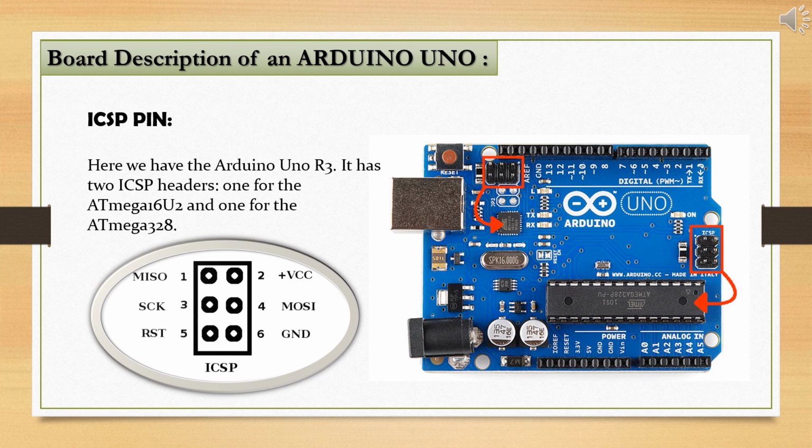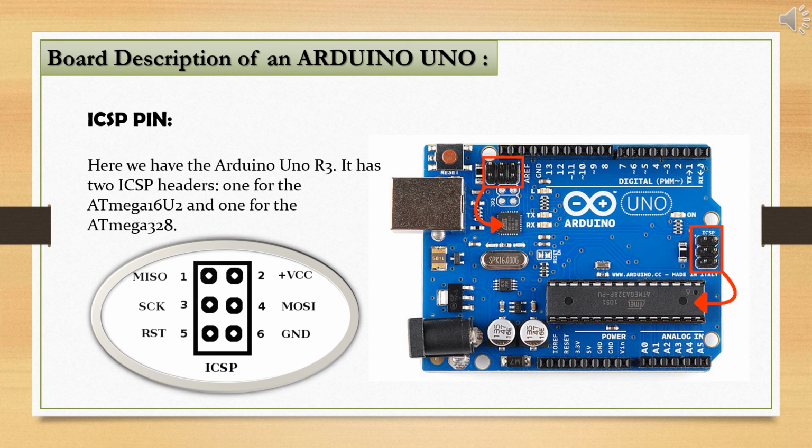ICSP pin. Guys, this is the important and interesting part of your Arduino board. Here we have the Arduino UNO R3. It has two ICSP headers, one for ATmega16U2 and one for ATmega328. Yes guys, there are two microcontrollers on your Arduino board. The main microcontroller is ATmega328.